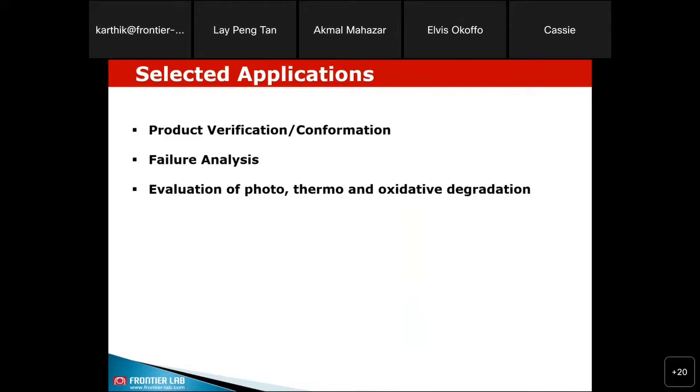Okay, now I'm just going to share different applications to address product verification or confirmation and some failure analysis. Also, the evaluation of photo, thermo, and oxidative degradation.